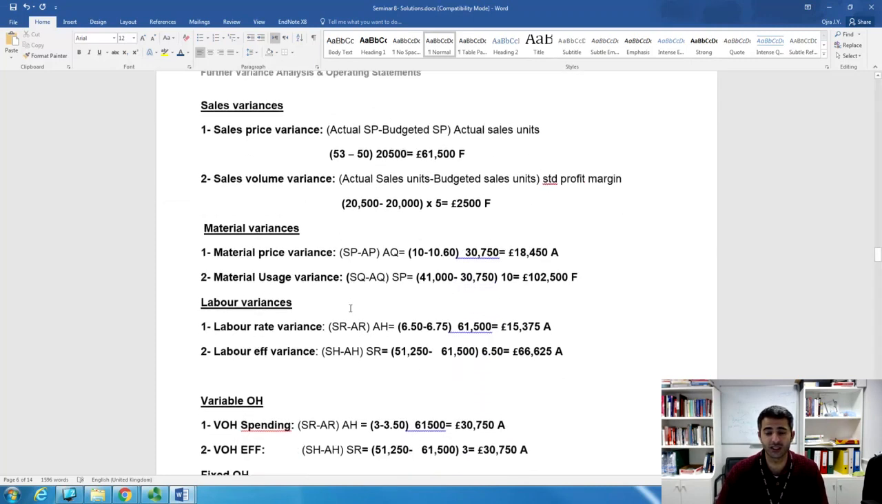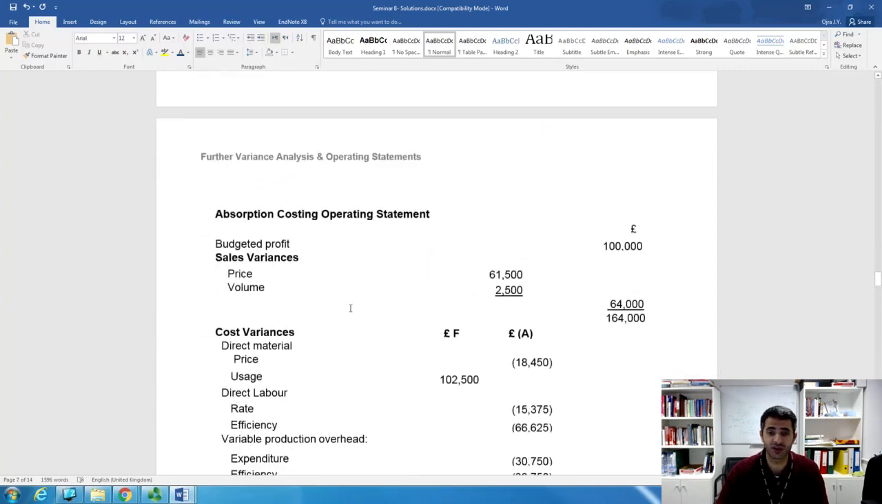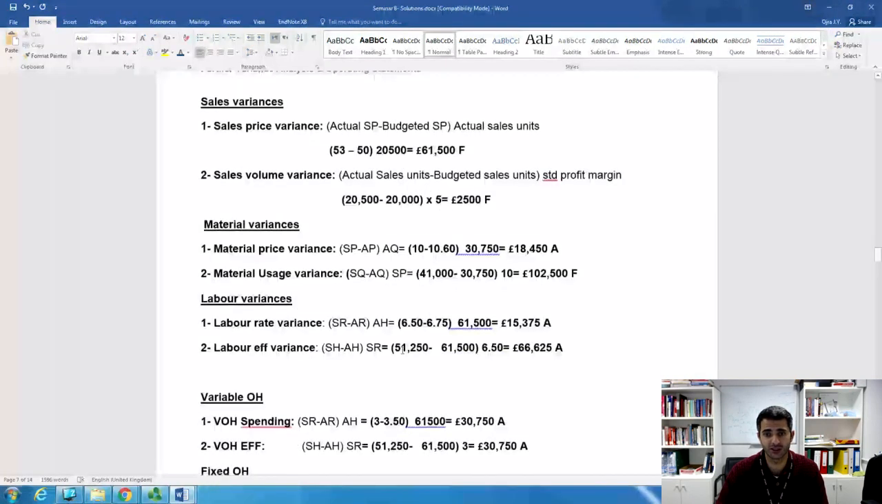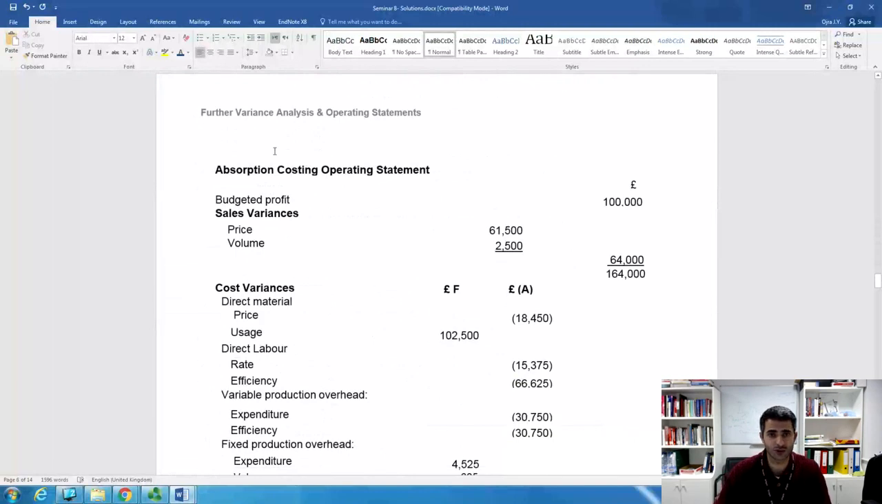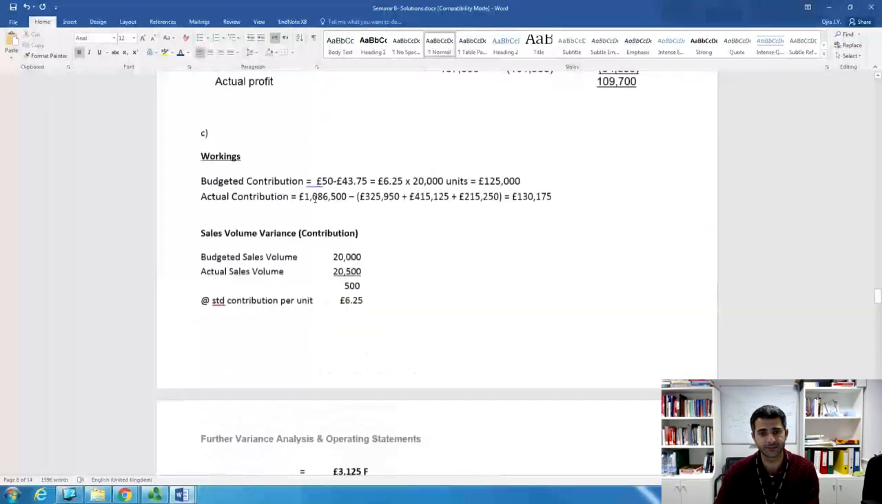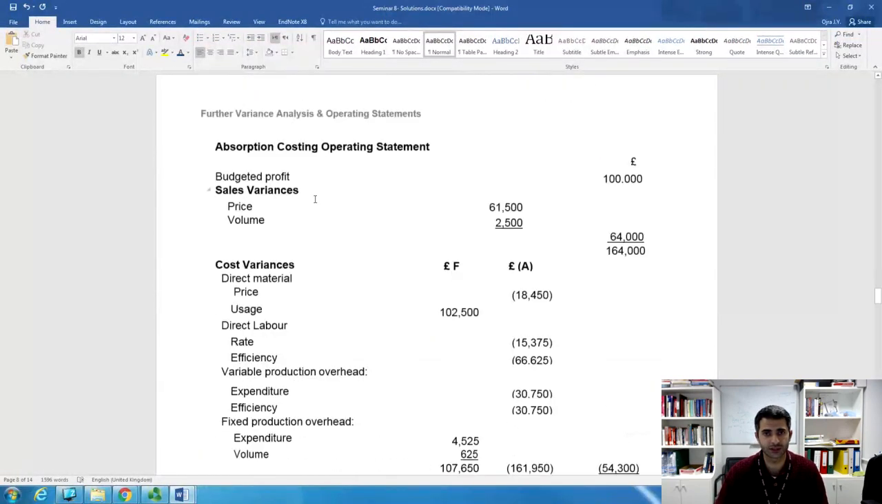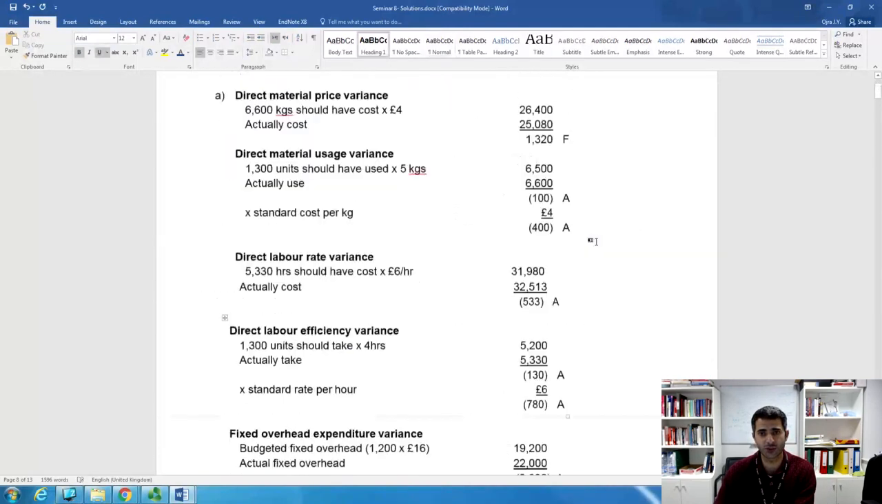What you need to do really is just prepare the operating statement. And the operating statement is very, very simple. You just need to plug numbers in, really. Look. We start with the operating statement using absorption costing. Don't forget, we start with the budgeted profit, the one we calculated.